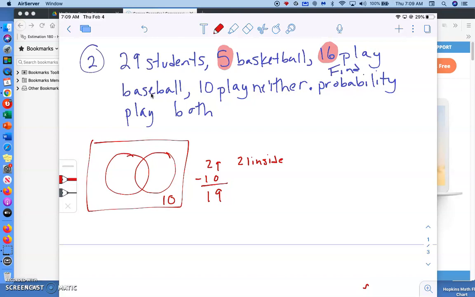So how many do we need on the inside? We need 19 on the inside. But we know that in our circles there's 21. So if we do 21 minus 19, there's an overlap of 2 in here. I'll say this is basketball and this is baseball. So that means there has to be 3 right here and 14. Sorry, I did not explain that very well. But a total of 19 on the inside, but 5 and 16 makes 21. So there has to be that 2 that overlaps. So if we want the probability that they play both, it would be 2 out of 29.